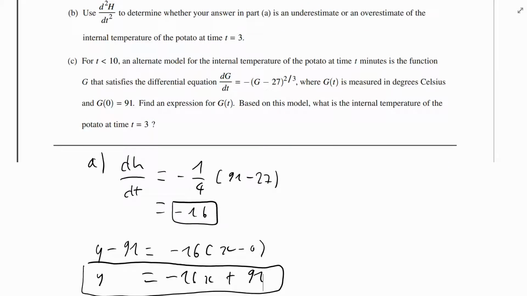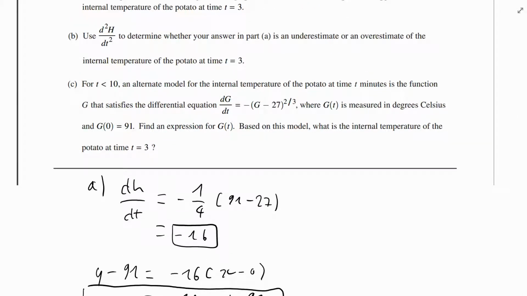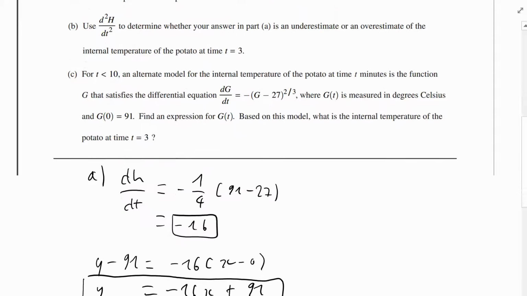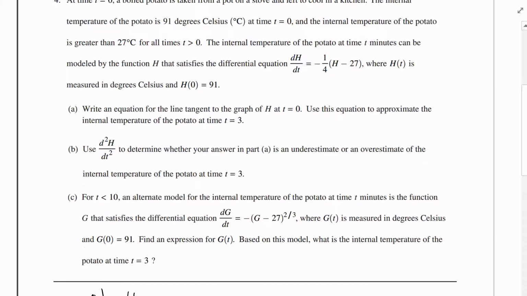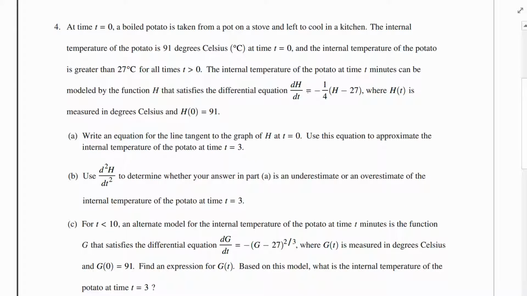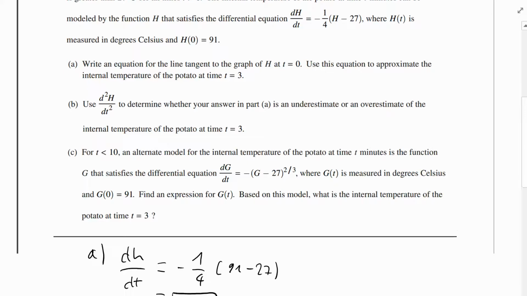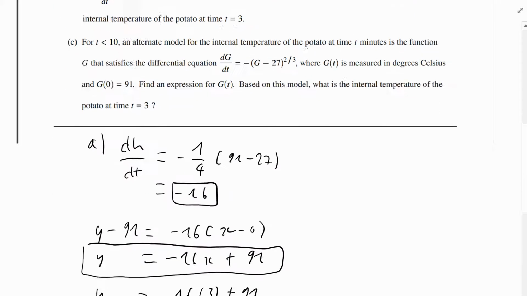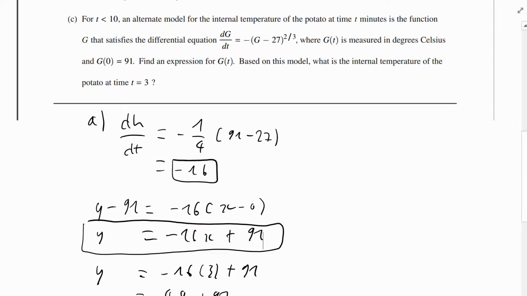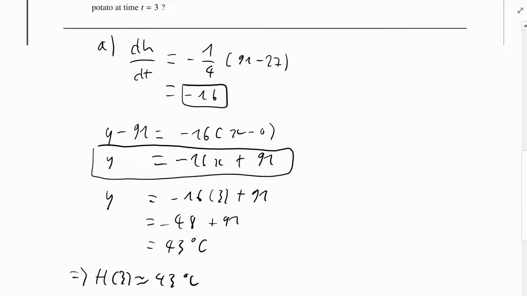So I've done everything out to construct a line tangent to the graph. We need first the slope of the tangent line at t equals 0. We know that h of 0 equals 91, and we need to use h instead of t to calculate dh over dt. So we plug in 91. We got negative 1/4 of 91 minus 27, which comes out to equal negative 16, meaning the temperature is decreasing at t equals 0.